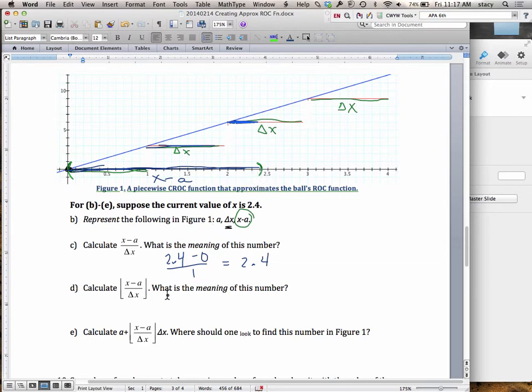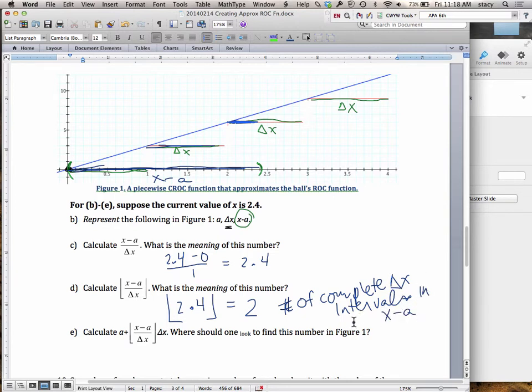Now, what happens when I do the floor function to that? What number comes out? 2. What's the meaning of that number? It's how many complete sets of delta x fit in x. So this is the number of complete delta x intervals that are in this length, x minus a.